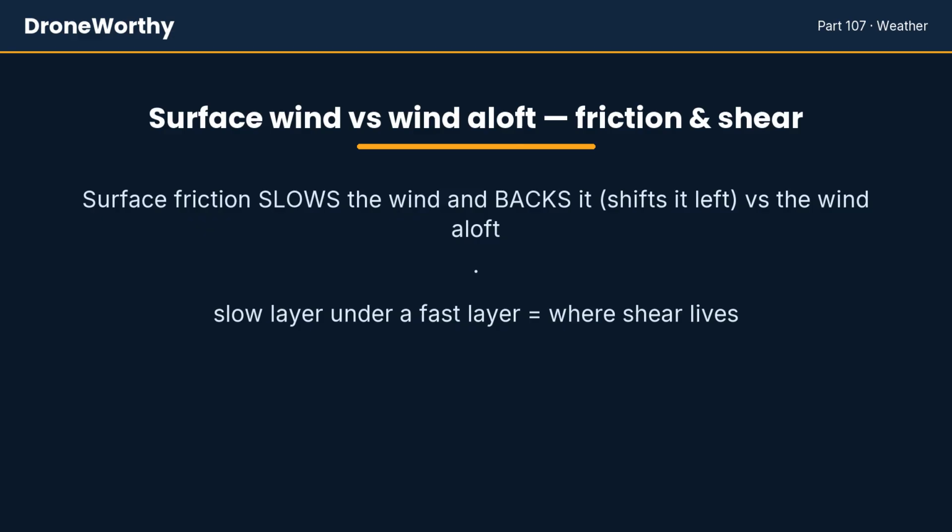The wind at the surface is not the wind a couple thousand feet up. Down near the ground, friction drags on the moving air. So the surface wind is slower than the wind aloft, and it's also shifted, backed a little to the left of the wind above it. That's why a reading on the ground is lighter and pointing a bit differently than the winds aloft forecast.